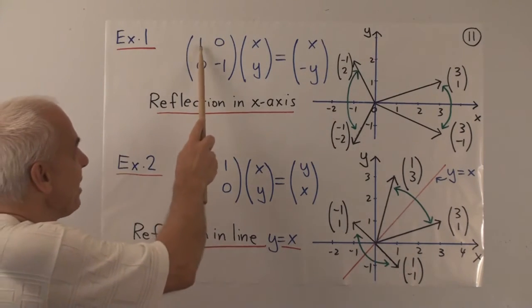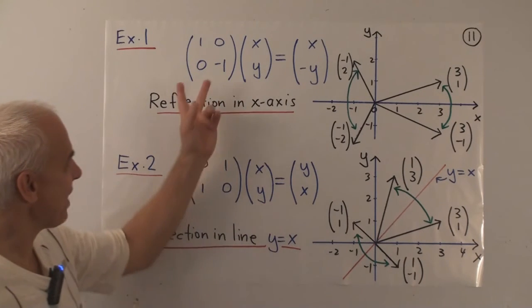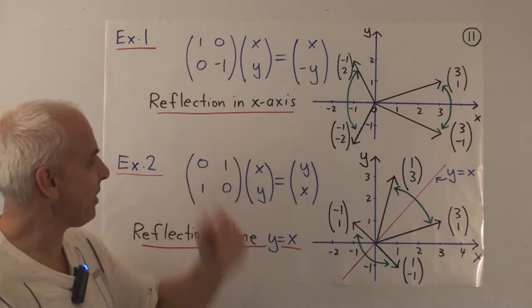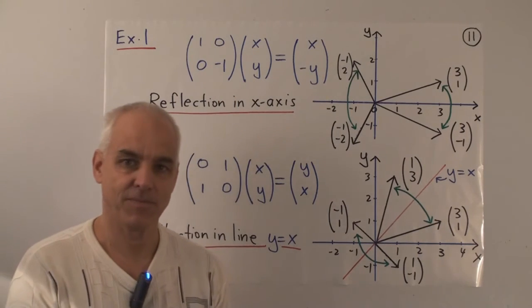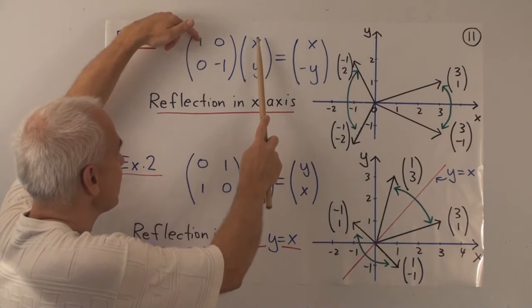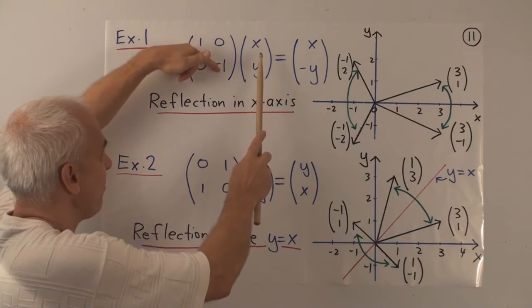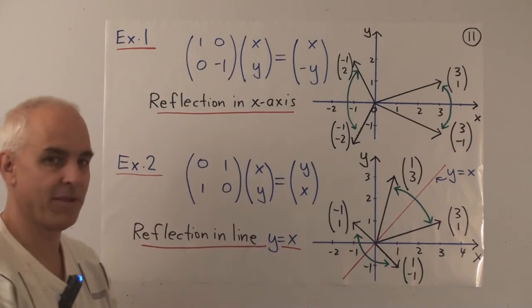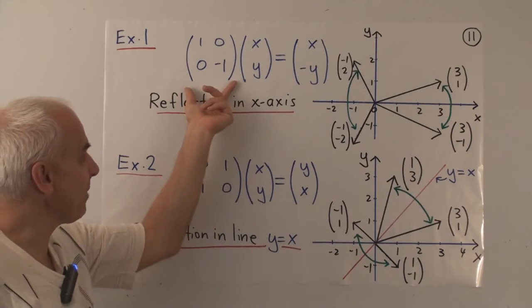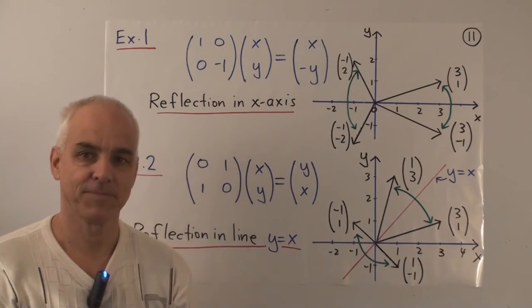It looks like the identity matrix, except that instead of having a 1 down here, there's a -1. So let's have a look at what this matrix does when we multiply it by this vector (x, y). Here's the algorithm. 1 times x plus 0 times y, that's x. And 0 times x plus -1 times y, that's -y. So multiplying by this matrix sends the vector (x, y) to the vector (x, -y).